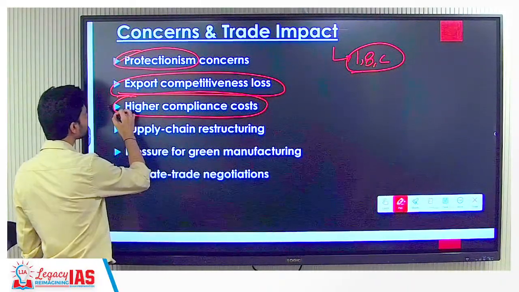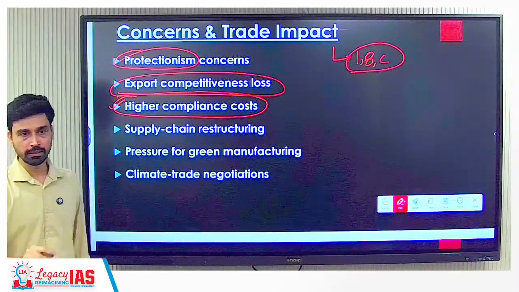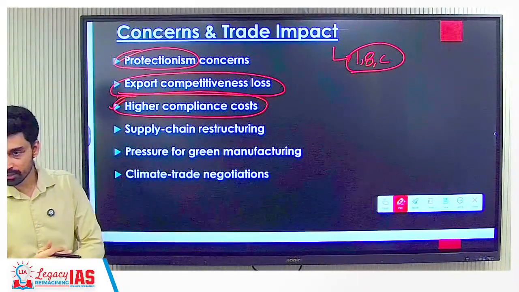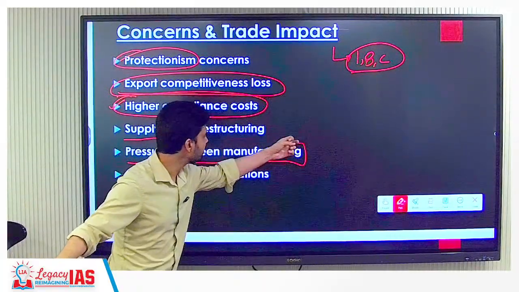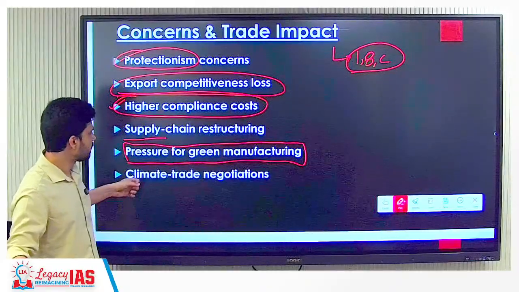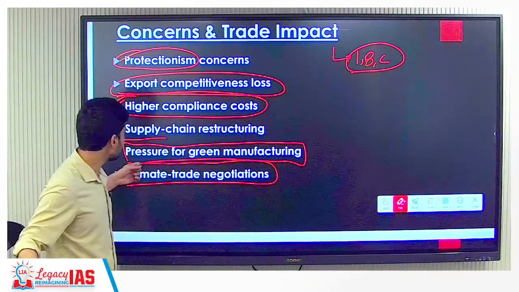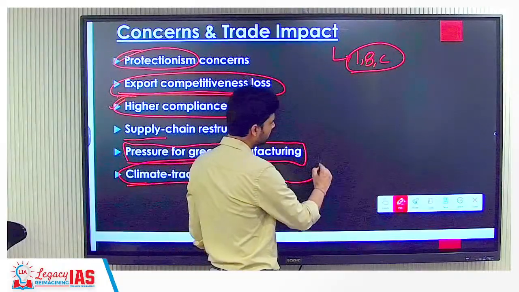You want to ensure that exports from India to the European Union do not decline. What do we have to do? We have to bring in green energy and all that, right? Supply chain restructuring has to be done. Pressure for green manufacturing will increase on the producers, and it is also going to be part of climate trade negotiations. Here is one term you would have studied.